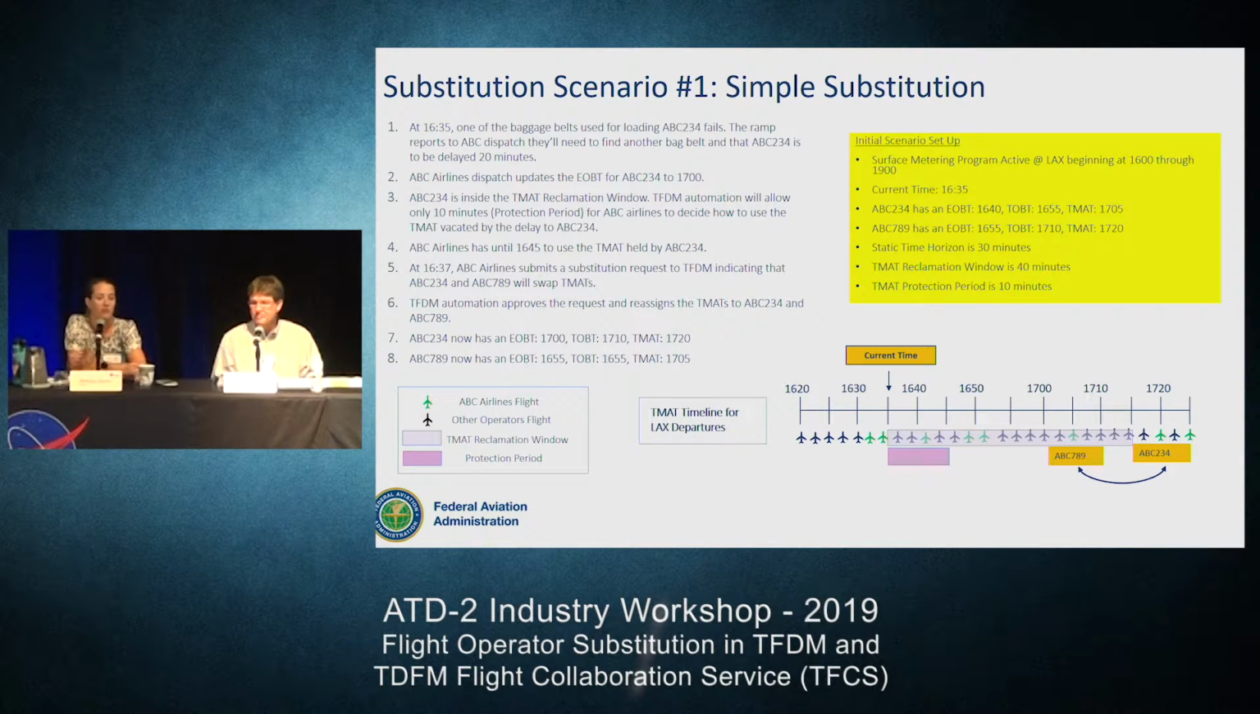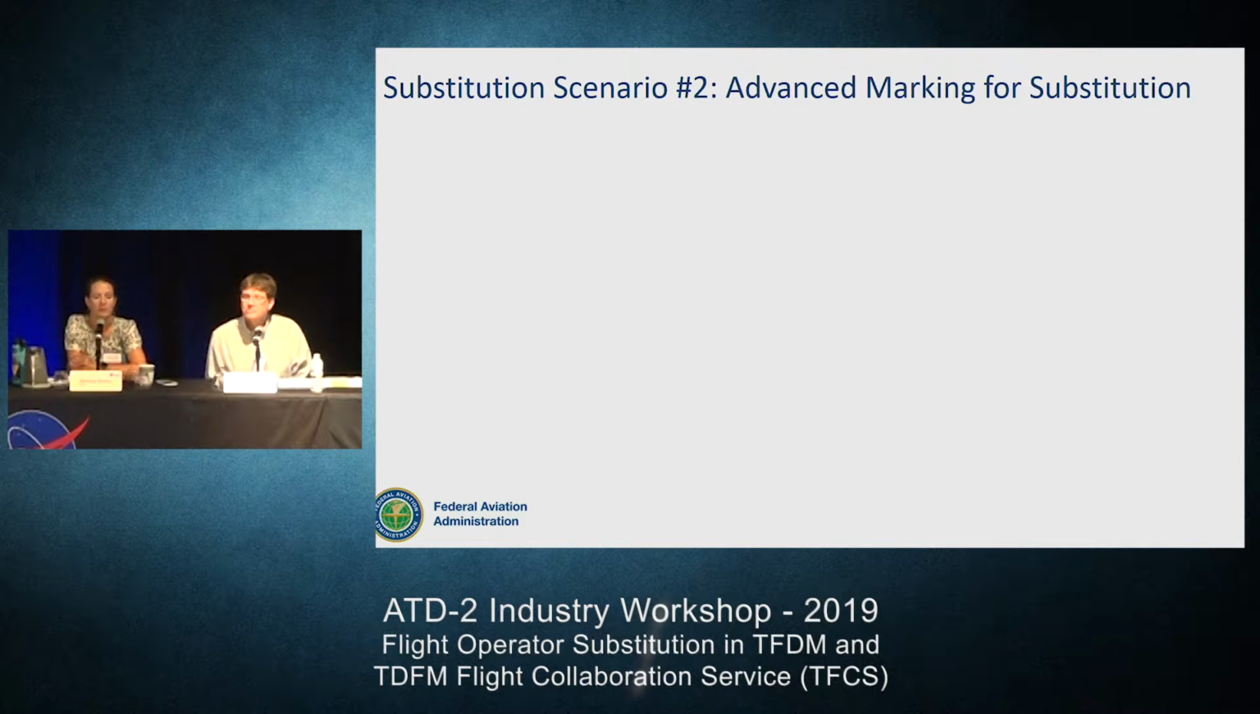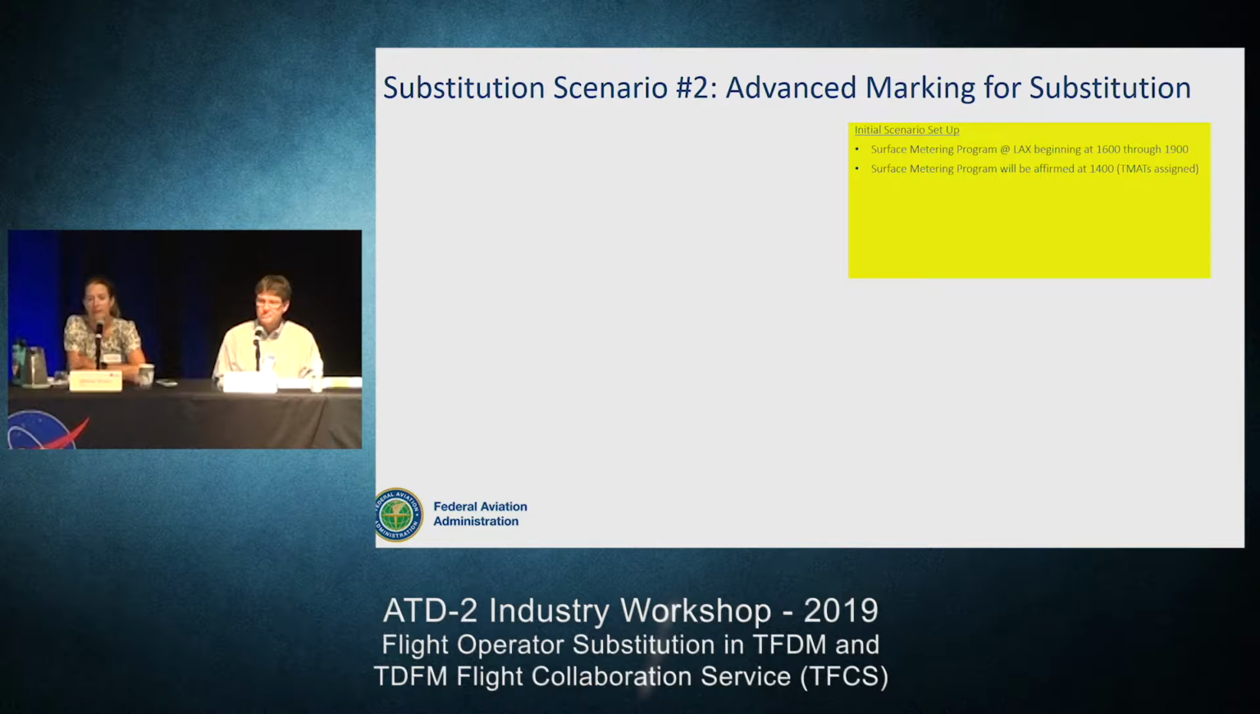The 7 and 8 are just the new times that are being published out. But the second scenario, this is the marking for substitutions. Like Eric was saying, the intent of this is a lot more strategic action on the operator side. So just to set up the scenario, there is a surface metering program that's beginning at 1600, running through 1900, like the last one. This program hasn't been affirmed yet, and this is kind of important. It'll be affirmed at 1400, so that's when TMATs are going to be assigned.